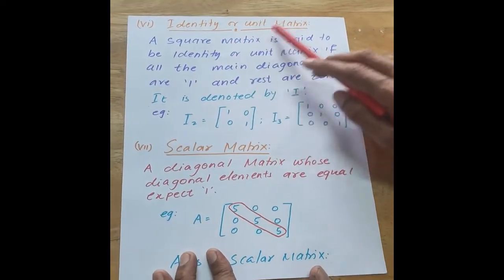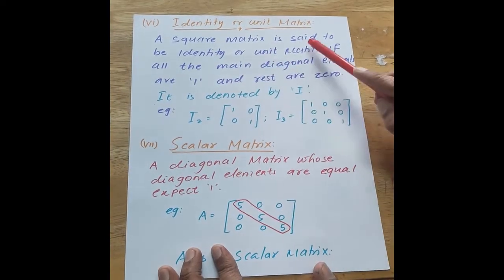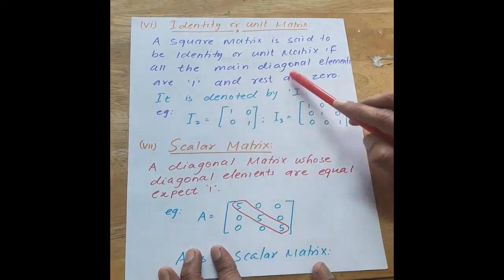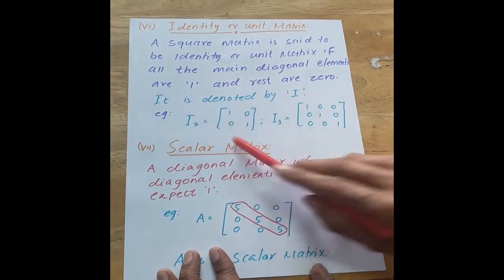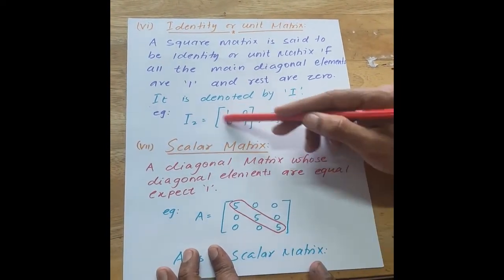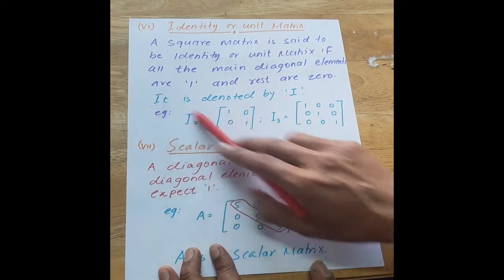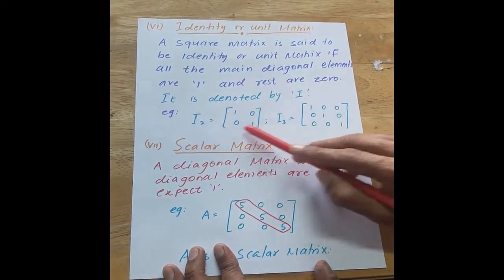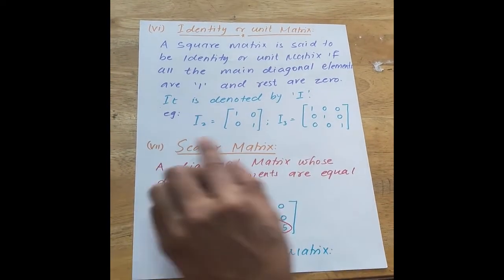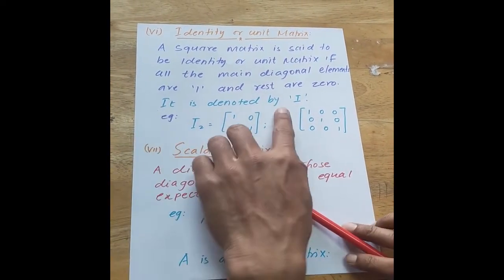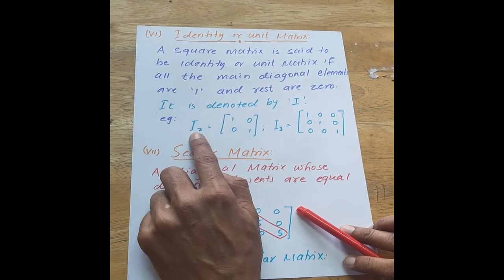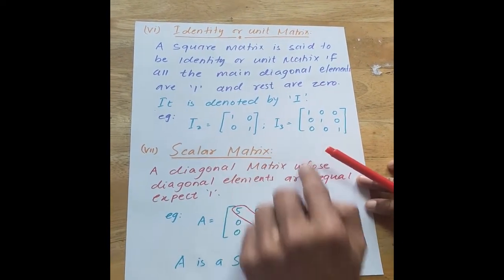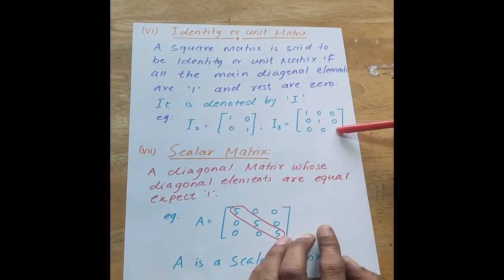Next we have the identity or unit matrix. A square matrix is said to be an identity or unit matrix if all the main diagonal elements are 1. In the example I2, the main leading diagonal elements are 1 1 and the rest are all 0. So the remaining elements should be 0. It is usually denoted by I. We write I2 for 2 by 2, and for 3 by 3, we write I3, with 1 0 0.